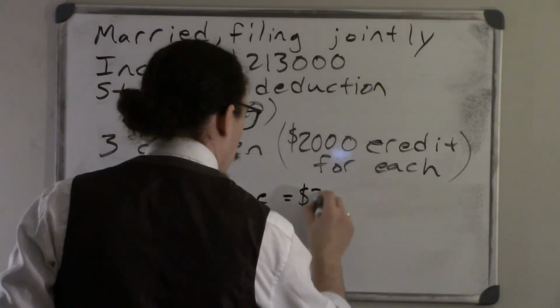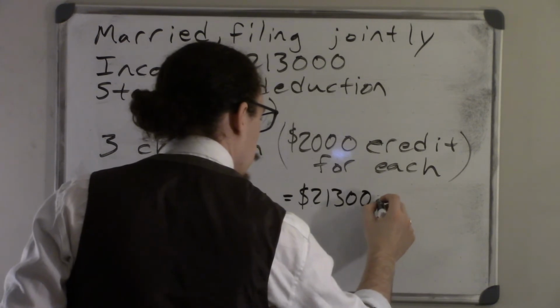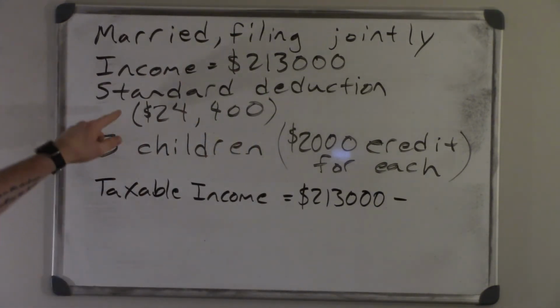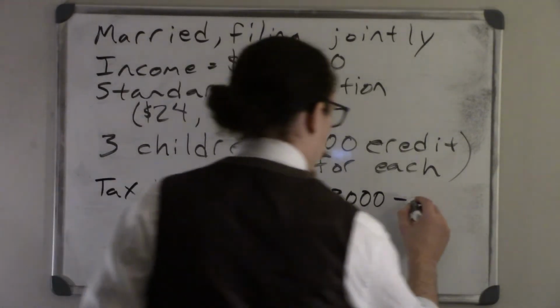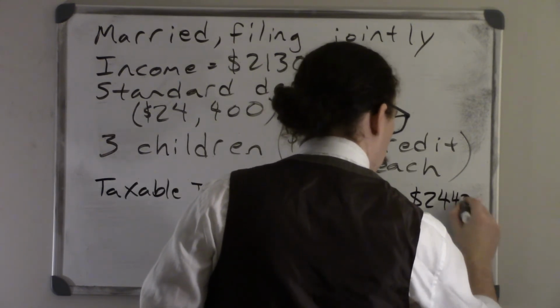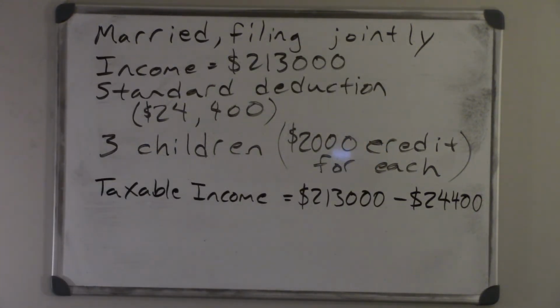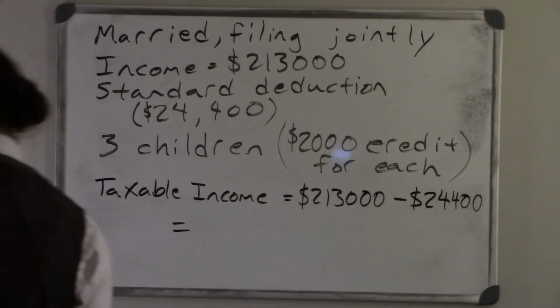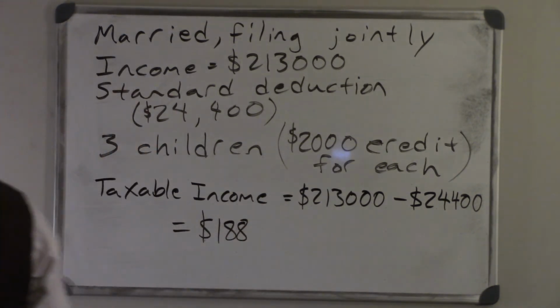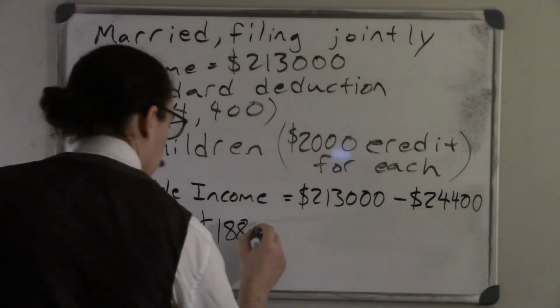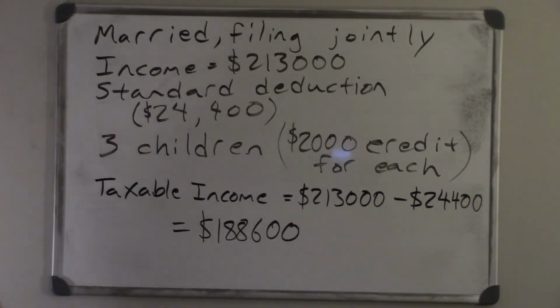All right, so we'll take our total income, that $213,000. We're going to subtract any deductions or exemptions. We have one deduction, it's the standard deduction, $24,400. That is going to leave us with a taxable income of $188,600. Pretty easy to get, but that is what we have.